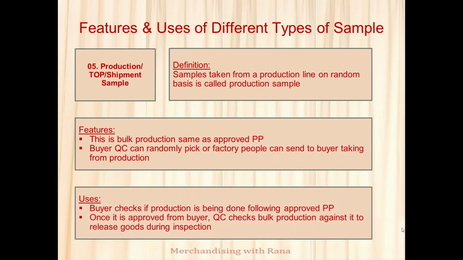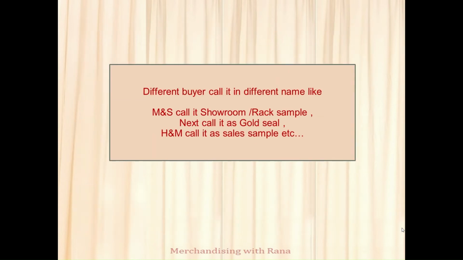Uses: the buyer checks if production is being done following the approved PP or pre-production sample. Once it is approved by the buyer, QC checks bulk production against it to release goods during inspection. Different buyers call it by different names, like M&S calls it showroom sample or rack sample. Next calls it gold seal sample. H&M calls it sales sample, etc.